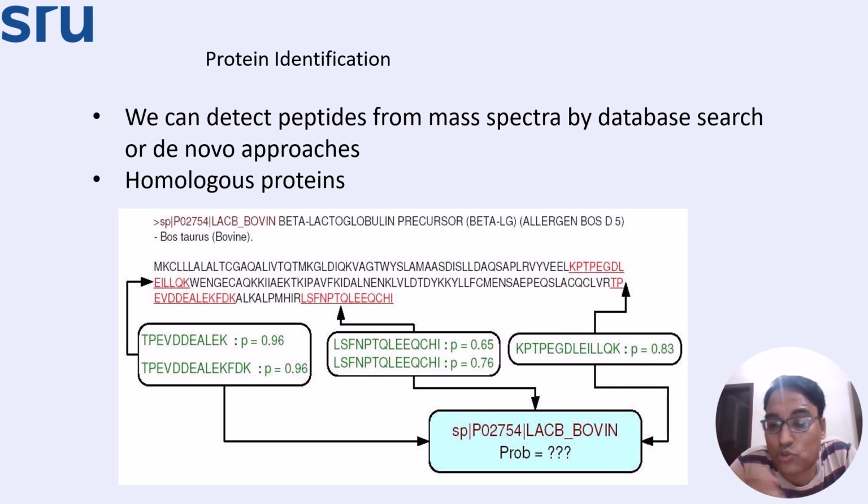1 by 20, because 20 is the number of normal amino acids. I'm taking only natural amino acids. So considering only the natural amino acids, the chance is 1 by 20. When T and P are taken together, what is the probability? 1 by 20 raised to 2. Likewise, if 10 are there, 1 by 20 raised to 10.